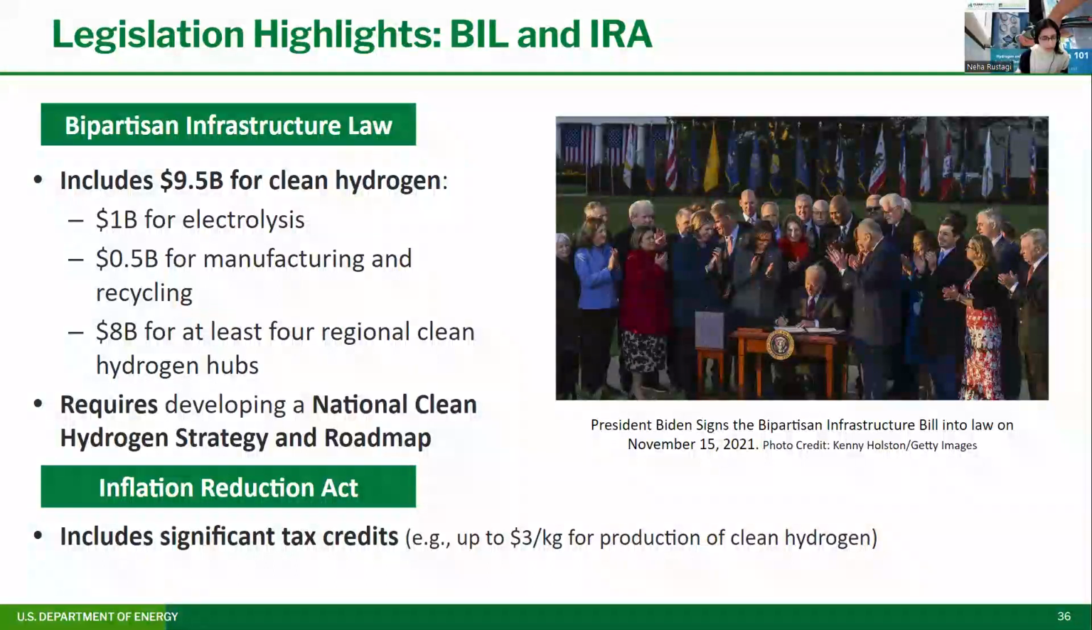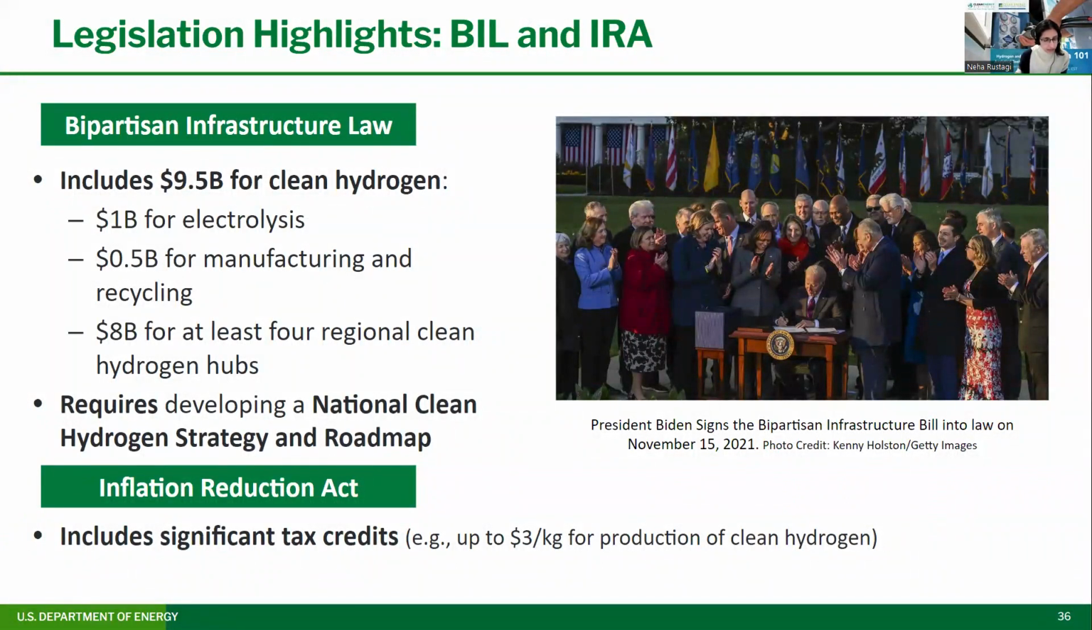The big change that happened a few years ago was the passage of the bipartisan infrastructure law, which included $9.5 billion of funding for clean hydrogen, including $1.5 billion for electrolyzer manufacturing and recycling, through recycling of things like precious metals, as well as $8 billion for the 4 regional clean hydrogen hubs, which have now been selected and announced. The bill also required that we develop a national clean hydrogen strategy and roadmap, which has since been published and is continually being updated. And then after that, the Inflation Reduction Act passed, which includes a suite of tax credits, including a credit for the production of clean hydrogen.